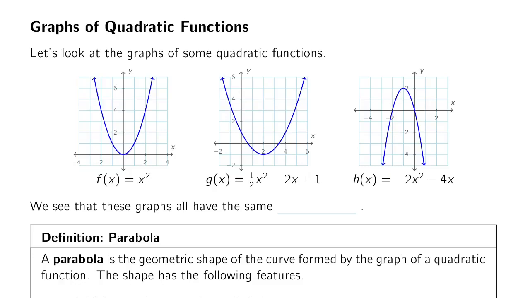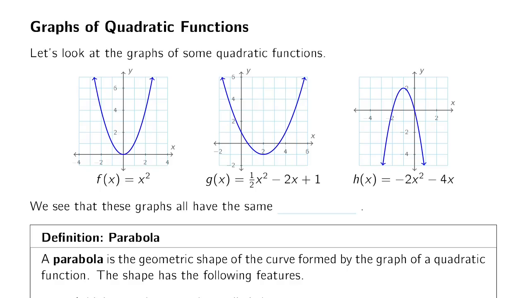See the graphs of a few randomly chosen quadratic functions. Here we have the graph of just the basic quadratic function, f of x equals x squared. And then two other quadratic functions. g of x is half x squared minus 2x plus 1. h of x is negative 2x squared minus 4x.